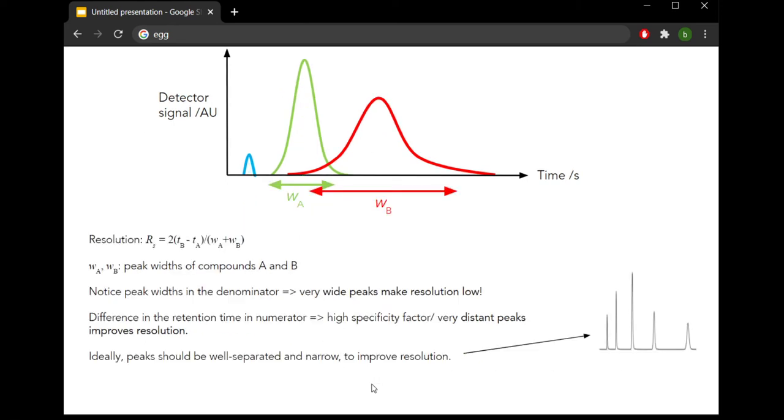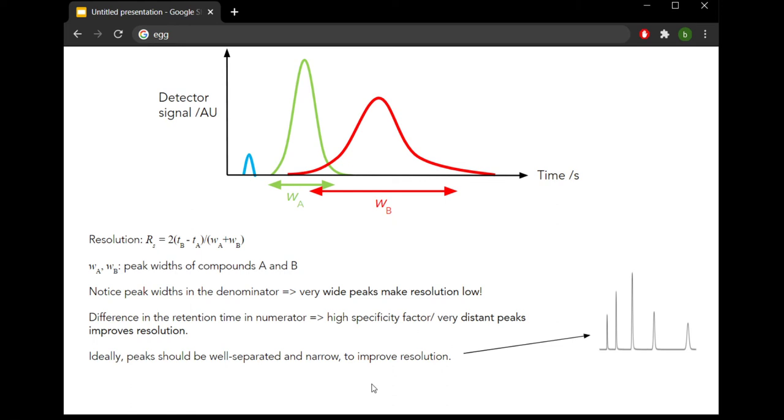So another term that we use to describe chromatography is resolution, right? How well resolved or separated are your two peaks? If you look at the equation for resolution, it's defined as 2 multiplied by the difference between your retention times, divided by the summed widths of peak A and peak B, right? Now, what that means is that the wider your peaks are, the lower your resolution, because you divide by the sum of widths in your denominator.